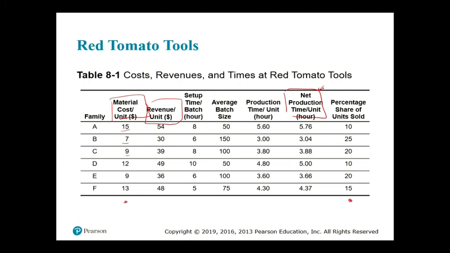Right, so how do we get this 5.76 hours? So 5.76 is equal to 5.6, the raw processing time for each unit of product, plus the setup, 8 hours, but it has to be divided over the batch size, which is 50.